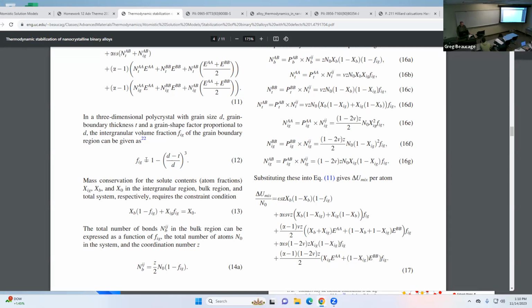But he says in a three-dimensional polycrystal, grain boundary thickness T, grain shape factor proportional to D. Okay, so grain shape factor can be the aspect ratio, in other words, if there's a shape factor, they're asymmetric grains. But the way you did it, they're spherical grains, right? And you got this equation. So this grain shape factor is a red herring. It's leading you down the wrong rabbit hole, I think. The more I looked at this grain shape factor, it didn't help me.